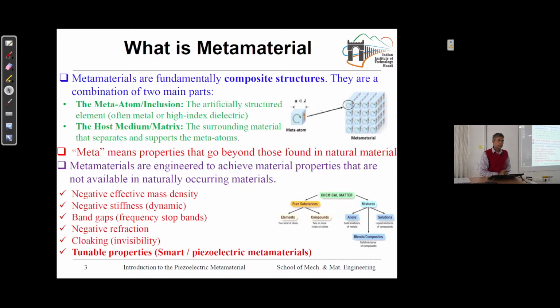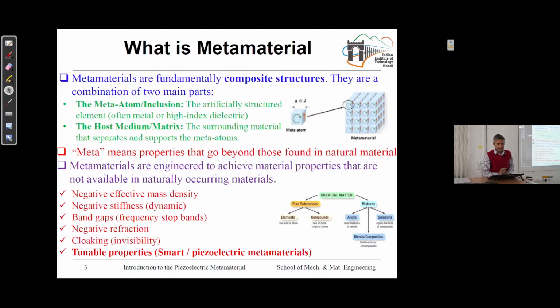So, basically a metamaterial is a composite structure only. As we know, in the composite structure we have two main parts. One is the reinforcement and the second is the matrix. In case of a metamaterial, this reinforcement is equivalent to the meta-atoms, or we can say inclusion, or sometimes unit cell.